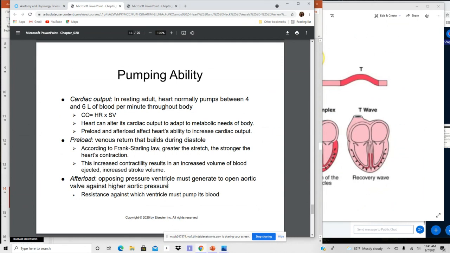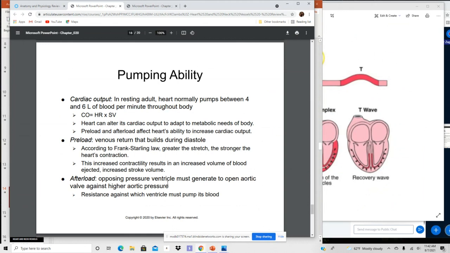The preload is how much blood is coming into the heart. It is the venous return that builds during diastole. According to the Frank-Starling law, the greater the stretch, the stronger the heart's contraction. So the greater the preload, the stronger the heart will contract. This increased contractility results in an increased volume of blood ejected, or an increased stroke volume.